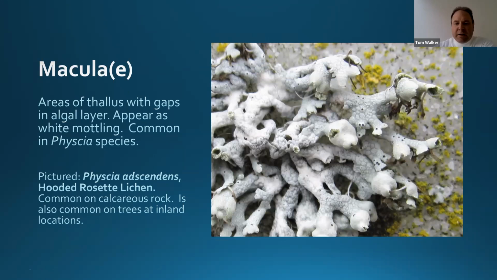Maculae are areas in the thallus with gaps in the algal layer, and it appears as white mottling. If you look at this species, you can see a mottled surface, and those are just gaps in the algal layer. And this is the hooded rosette lichen. This one produces little hoods with soredia on the tips.